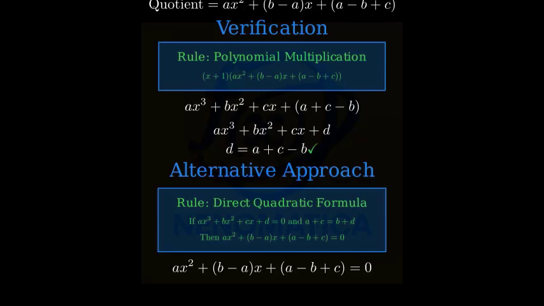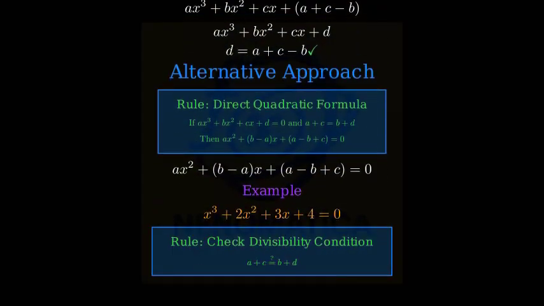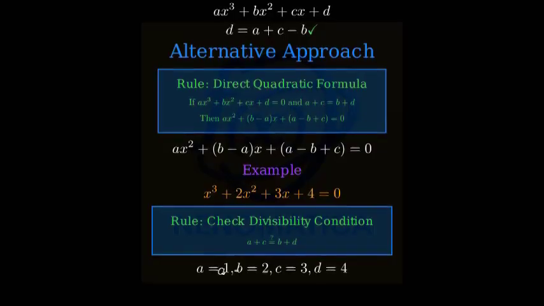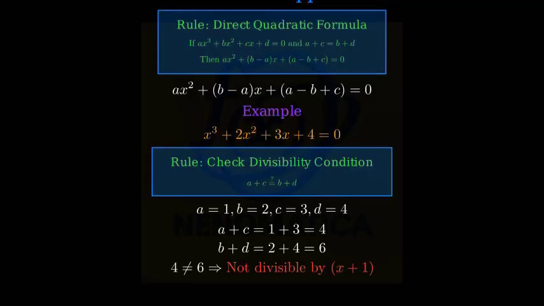Let's work through an example to better understand this concept. Suppose we have the cubic equation x cubed plus 2x squared plus 3x plus 4 equals 0. First, let's check if the condition a plus c equals b plus d is satisfied. In this example, a equals 1, b equals 2, c equals 3, and d equals 4.